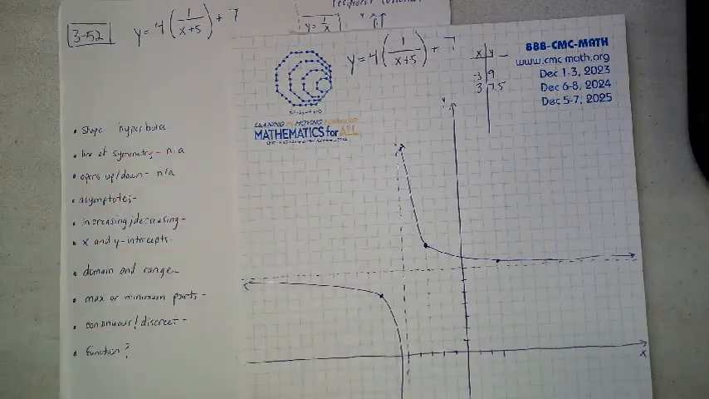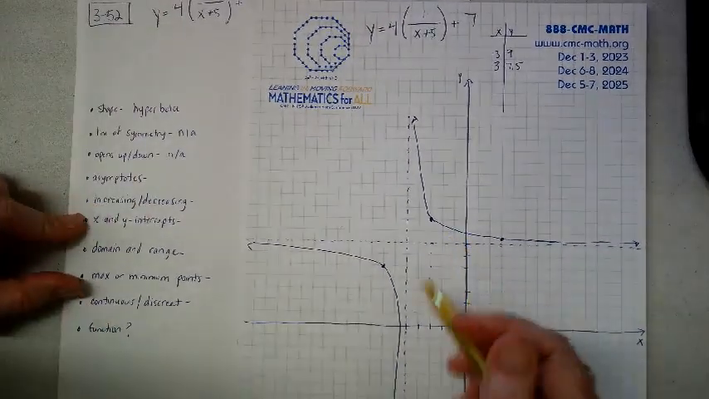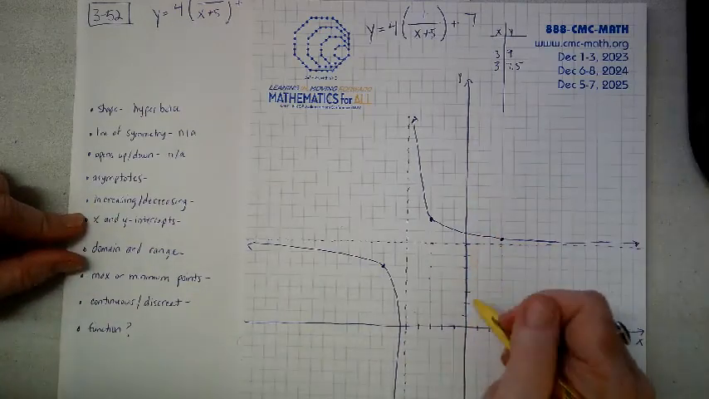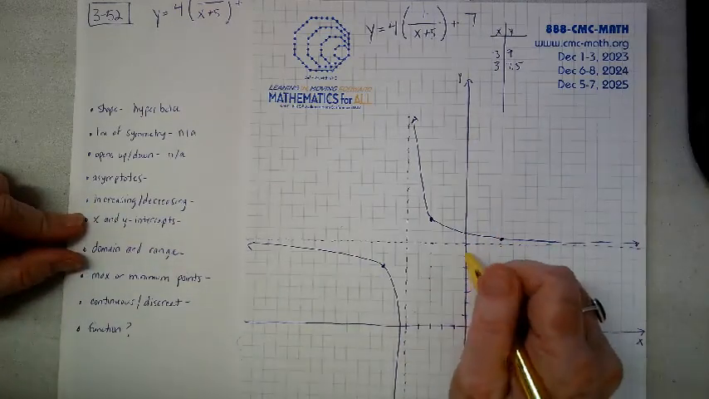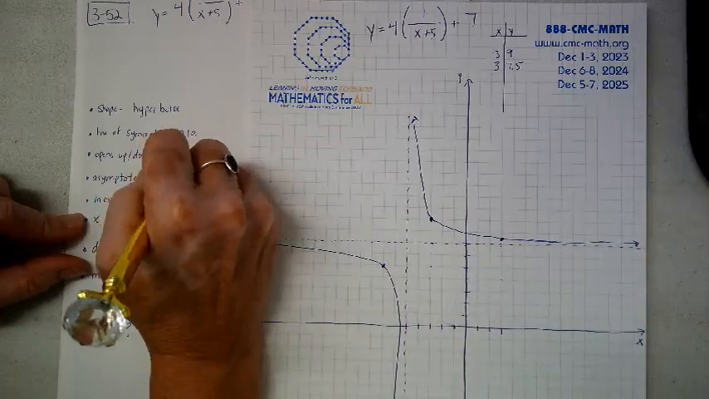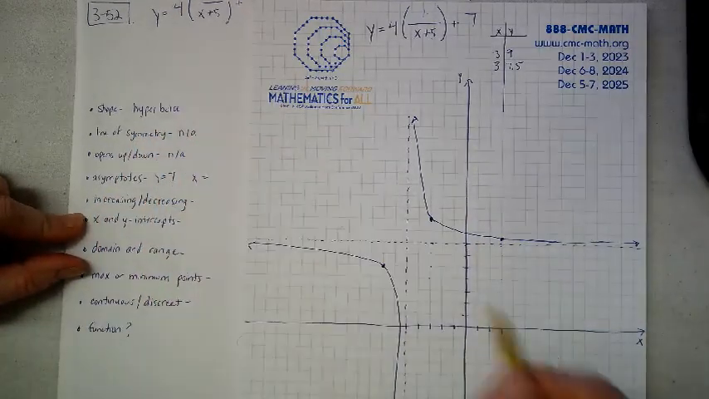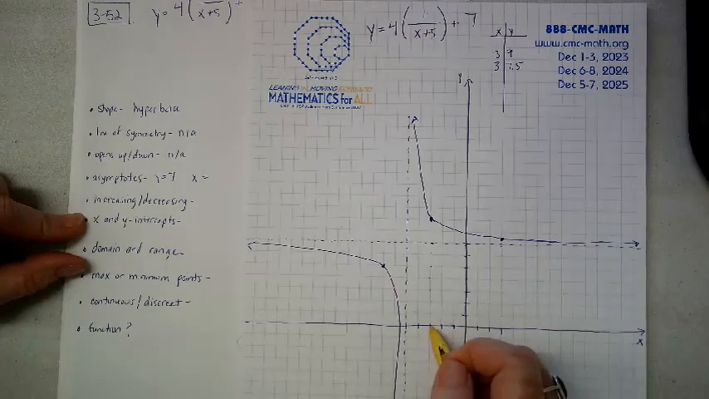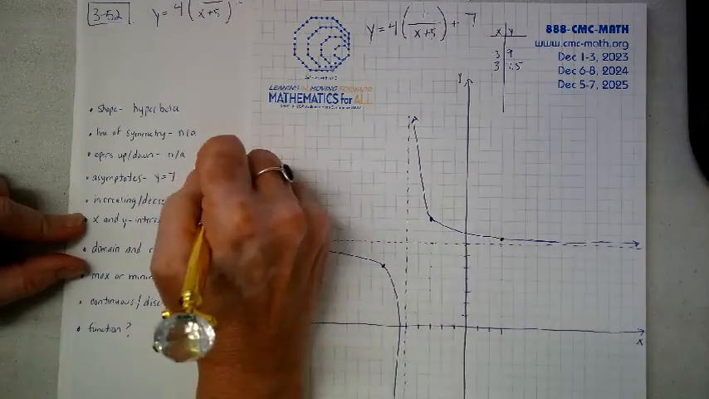Asymptotes, yes, we've got asymptotes. So I have an asymptote at y equals 7 and x equals, was it negative 5? 1, 2, 3, 4, 5. Negative 5.